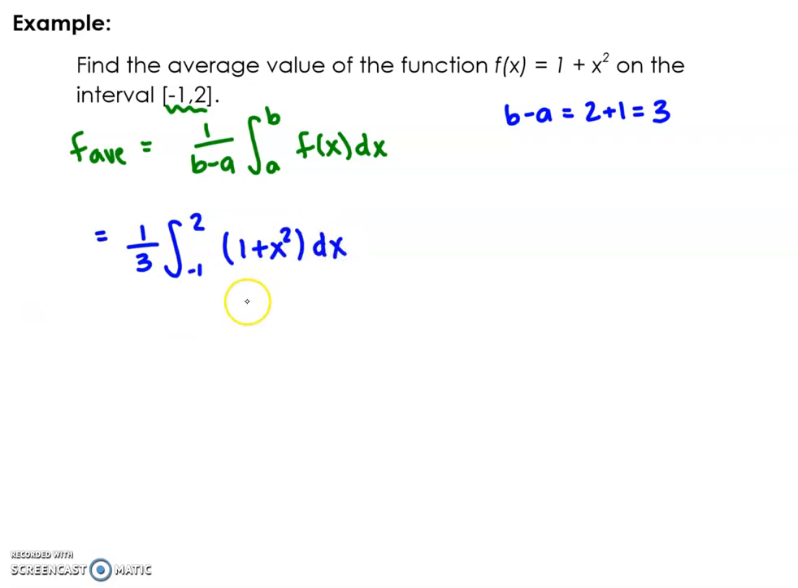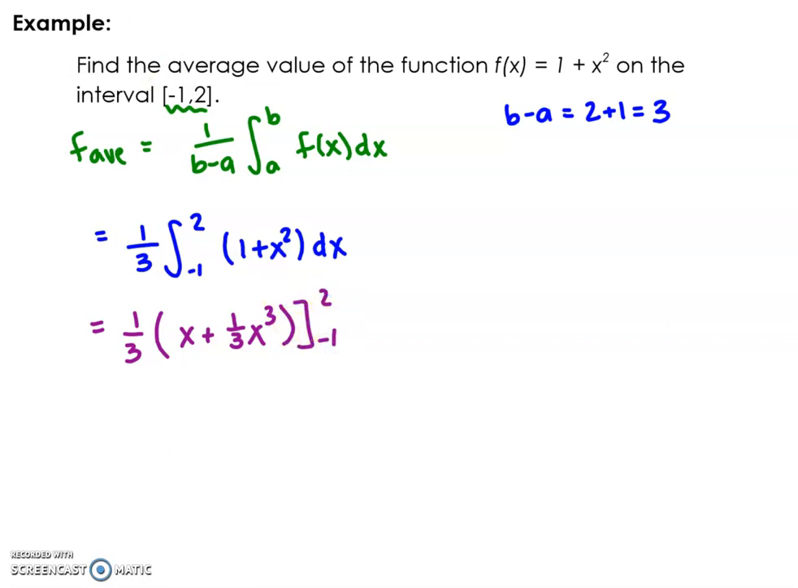And then from here, this is pretty much everything that we've already done. So the 1/3 is going to stay on the outside, that's our constant. And then we're going to take the antiderivative of what's inside. So we're going to get x plus 1/3 x cubed. And then we're going to evaluate that from -1 to 2.